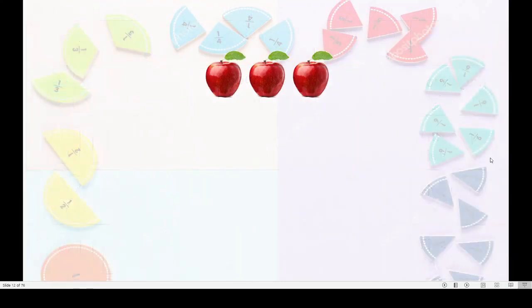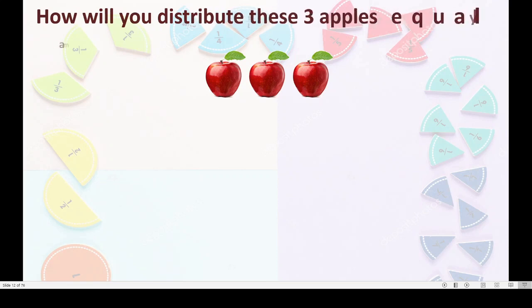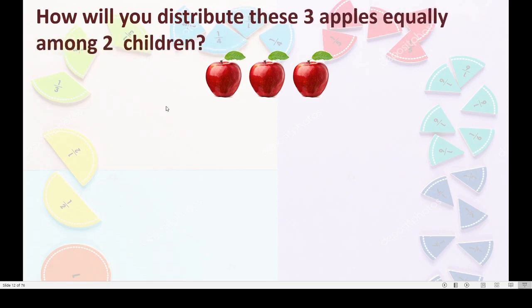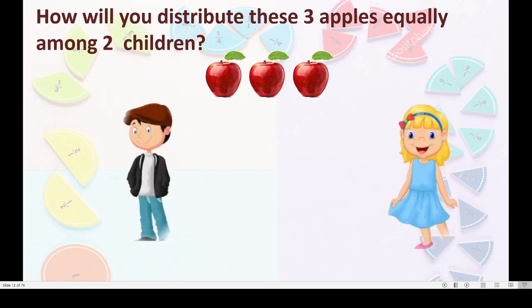Here we can see 3 apples. Fresh apples are there. Who is going to eat them? Okay, one question is there. How will you distribute these 3 apples equally among 2 children? 3 apples are there and 2 children are there. So a big problem arises. How to distribute these 3 apples among 2 children?